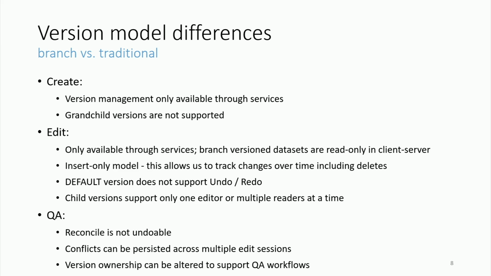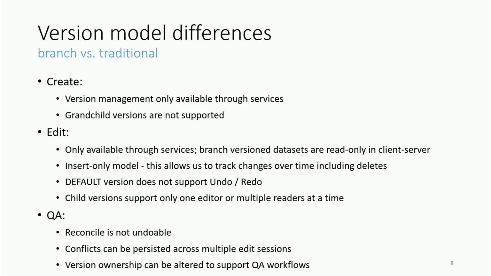In the child version, we rigorously enforce only one editor at a time. However, you can have multiple readers, okay? But only one writer, one editor. A reconcile is not undoable, and like we were talking about before, you can persist your conflicts, so the poor guy that you worked with can go home at a reasonable hour. And then you can alter your version ownership to support various different funky QA workflows.